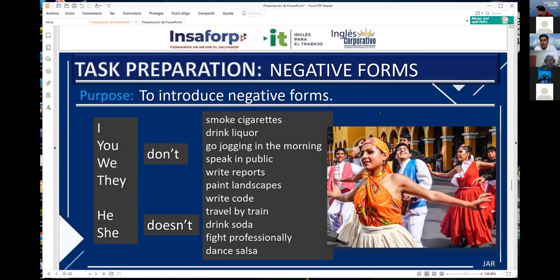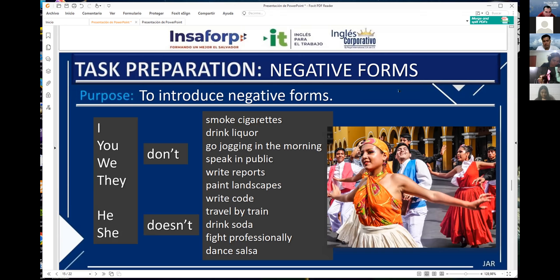Negative forms. Let's wait for the others. There are five people coming out. Okay. Now everybody's out, let's begin.